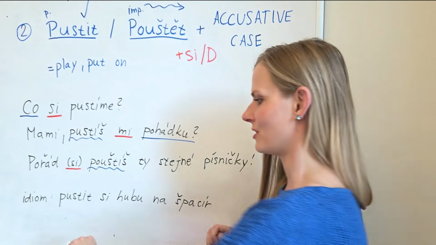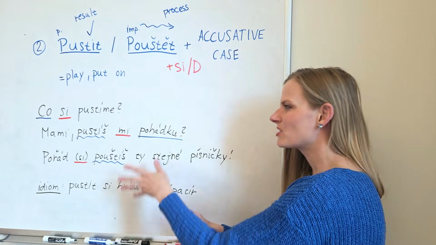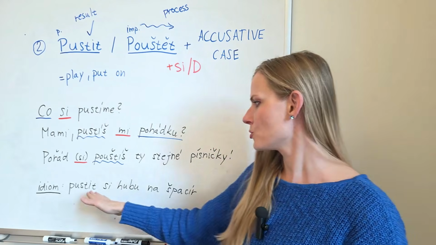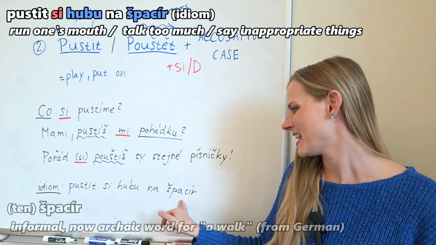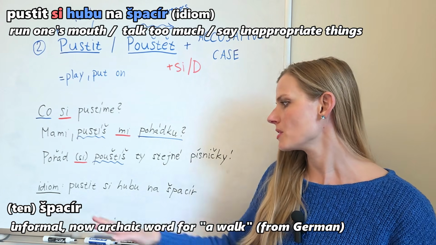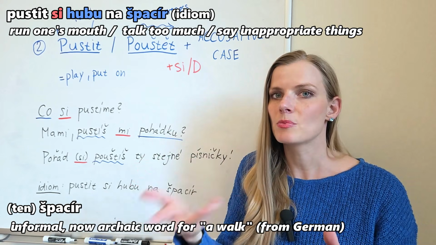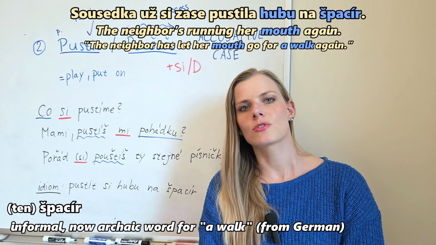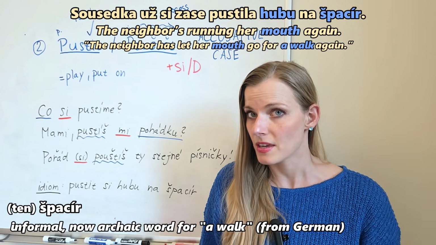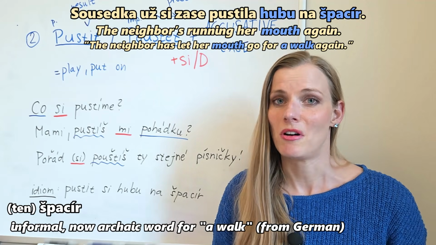Now, I have a special idiom for you, which also contains si, but it actually has nothing to do with playing music or putting on a movie. Pustit si hubu na špacír. Špacír is a slang word for procházka. This means to run your mouth, to talk too much, or to say inappropriate things. Sousedka už si zase pustila hubu na špacír. The neighbor is running her mouth again. Literally, the neighbor let her mouth go for a walk again.